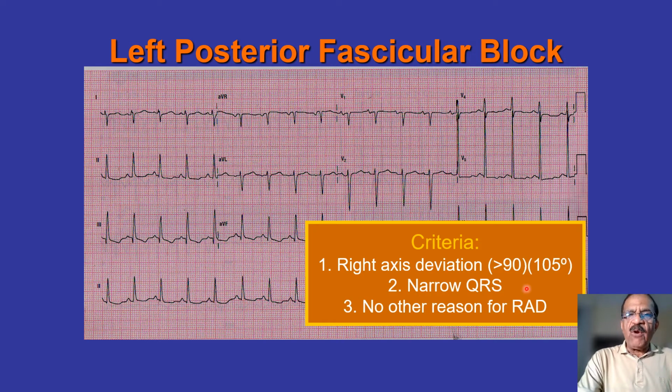Complexes should be narrow and there should be no other reason for right axis deviation. So left posterior fascicular block is actually a diagnosis of exclusion. You cannot be 100% sure. You have to rule out all other causes of right axis deviation. So if you have unexplained right axis deviation, then you can call left posterior fascicular block, in a person who has sinus rhythm.